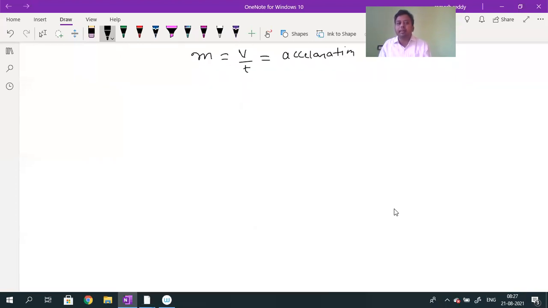Y is equal to mx is the graph of a straight line passing through the origin. Similarly, let me tell you the second point: y is equal to mx plus c. This is also the equation for a straight line, but not passing through the origin.